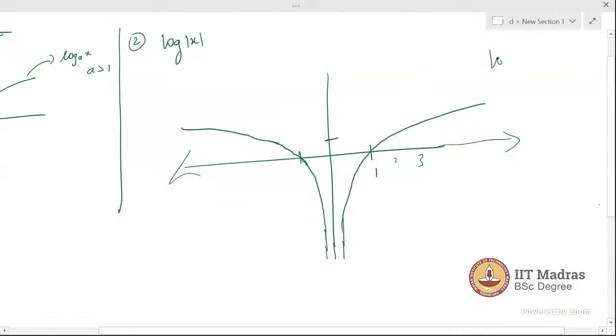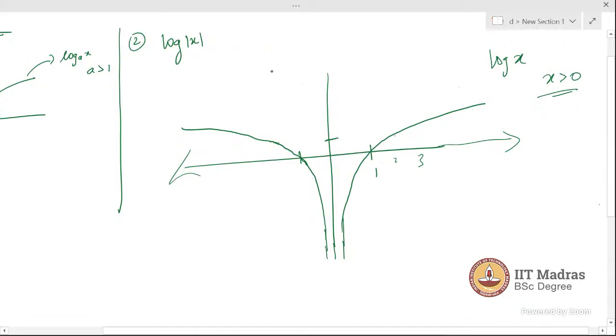Why? Because for log x, what is the domain of your x? x has to be greater than 0. So there is no concept of negative x coming into the picture. But look at this one. What is the domain for this? R except 0. So even negative x is included. That's why this graph is there. Clear? All right.